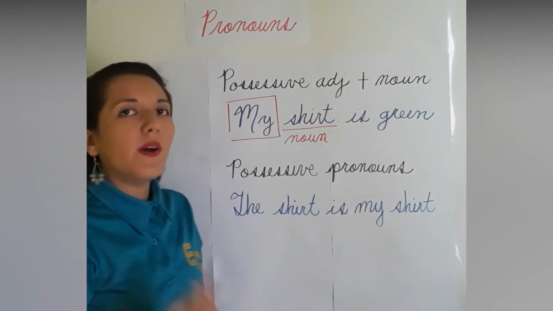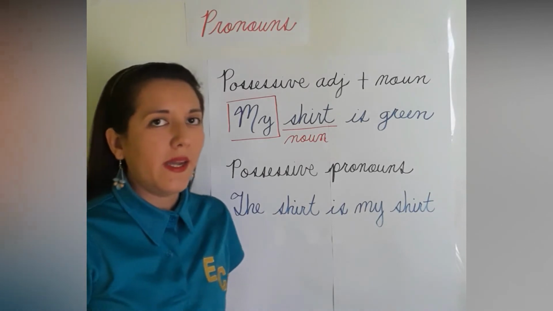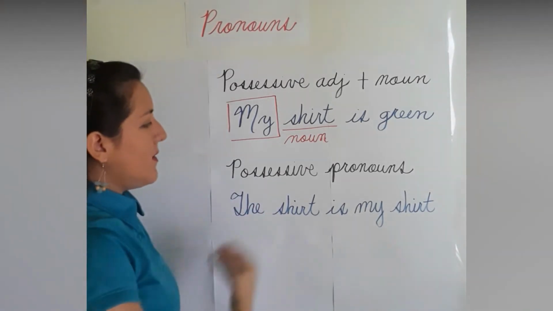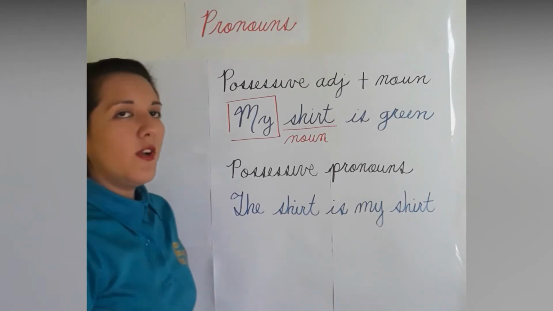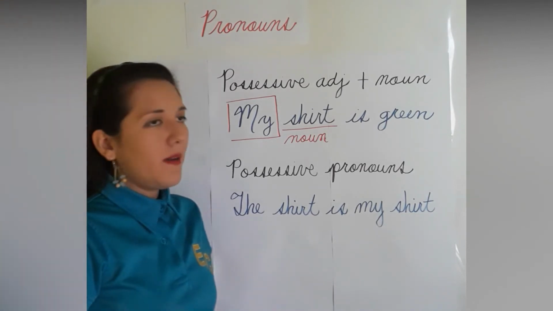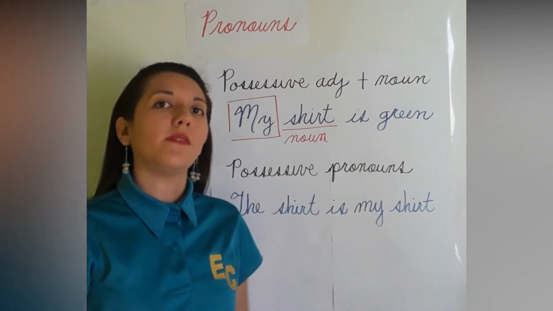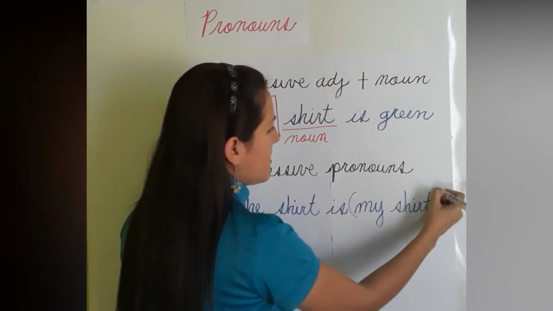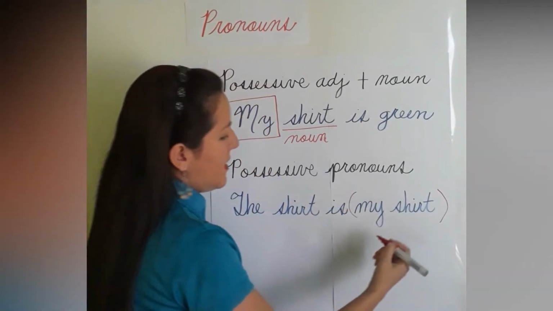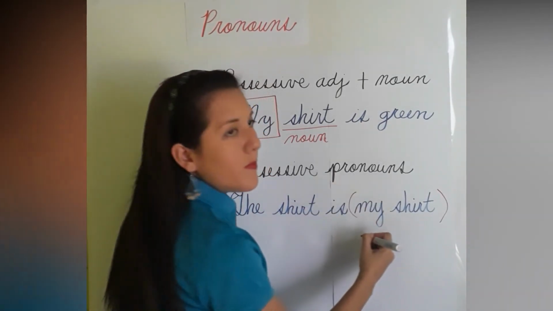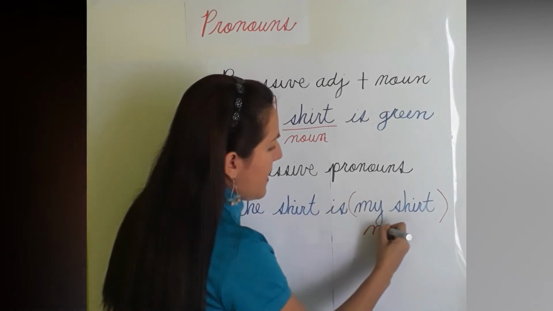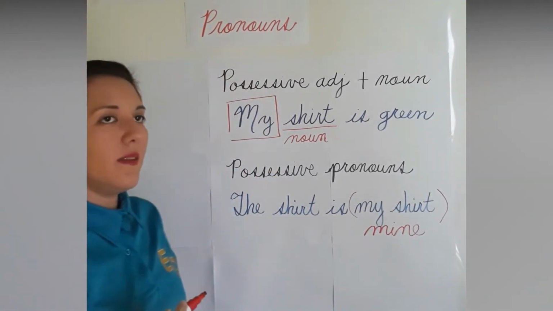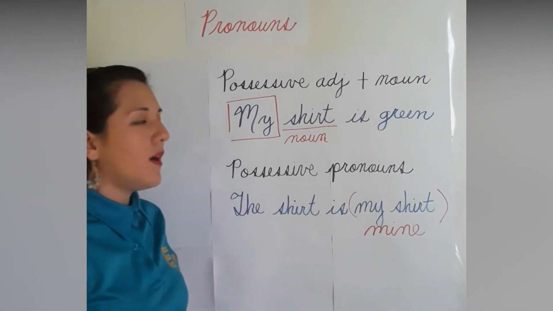Now possessive pronouns are not followed by a noun. Actually, they replace a noun. Let's look at this sentence. The shirt is my shirt. I don't want to repeat. I want to avoid repetition. So in this case, I'm going to replace the noun and also the possessive adjective that we are using with a possessive pronoun, that is mine. So this is the main difference between the two of them.